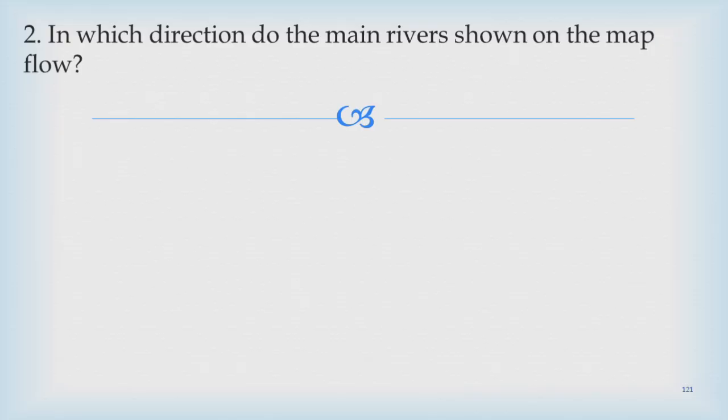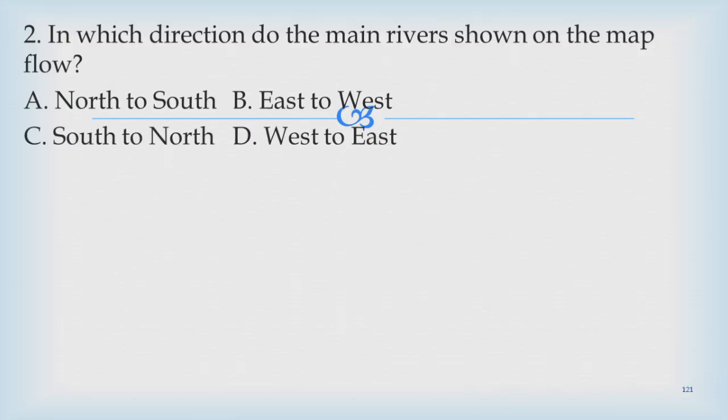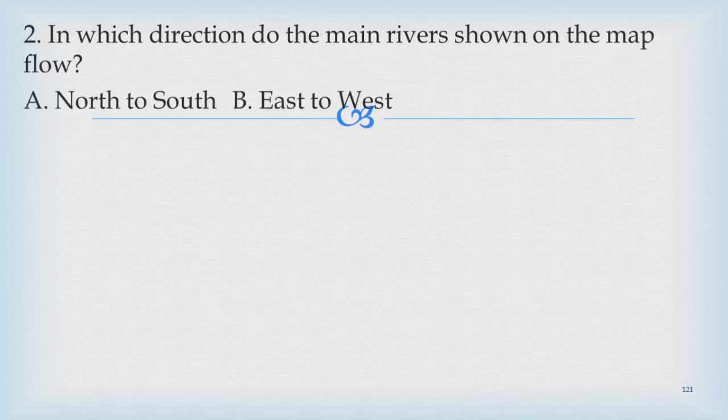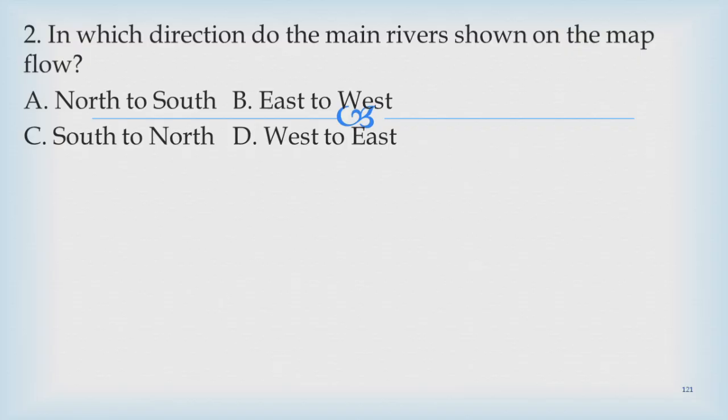A. North to south. B. East to west. C. South to north. D. West to east. The answer is south to north because north to south requires higher ground in the north, but the highest relief is found in the south. So A is not the answer.